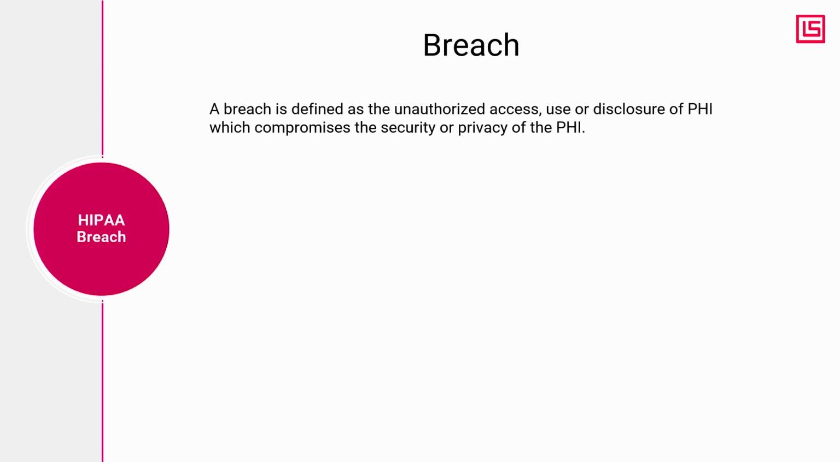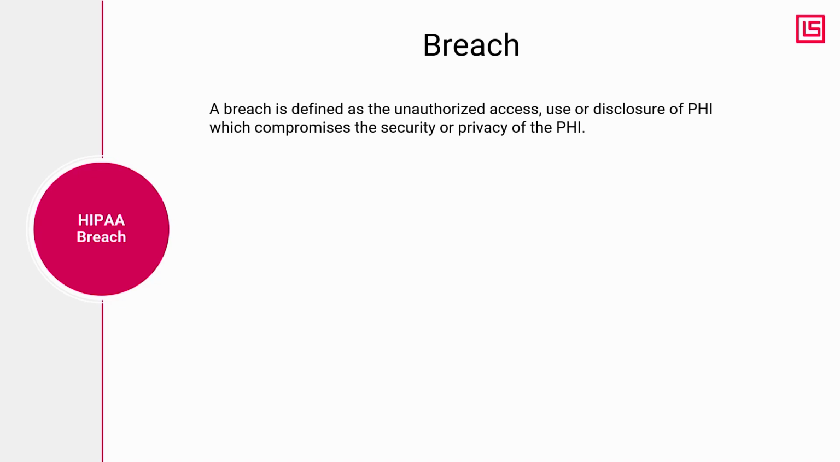What is a breach? A breach is defined as the unauthorized access, use, or disclosure of PHI which compromises the security or privacy of the PHI, something which is not permitted under the HIPAA privacy rule. Unsecured PHI is any health information which is not encrypted or not destroyed through an approved process which makes the PHI unusable or indecipherable to unauthorized individuals.